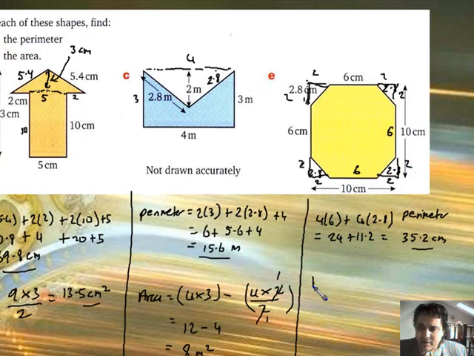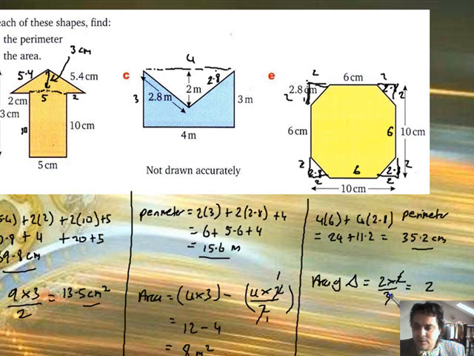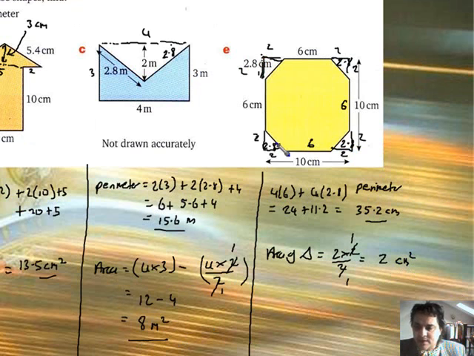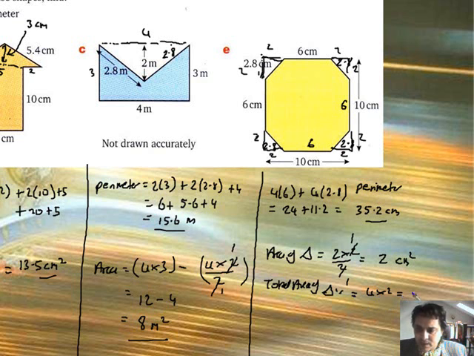Right, so the area of the triangle is going to be 2 times 2, base times height, then halve it. Guess what? Each one is 2, by cancellations, is 2 centimetre squares. And I've got 4 of these little things. So total area of triangles is going to be 4 times 2, otherwise known as 8 centimetre squares.